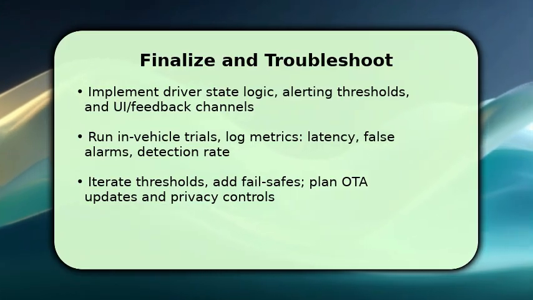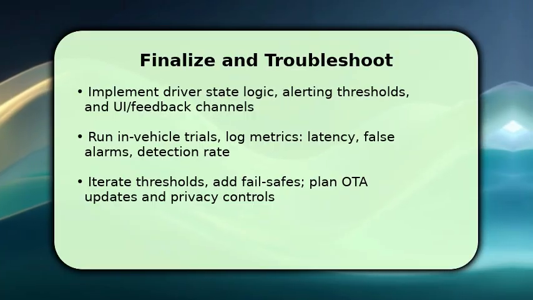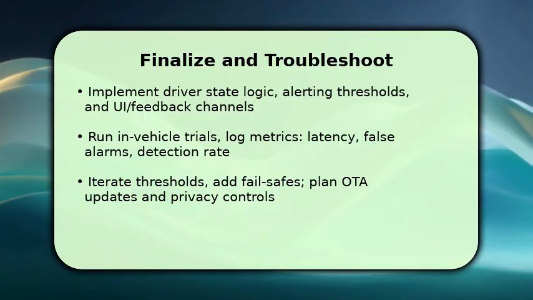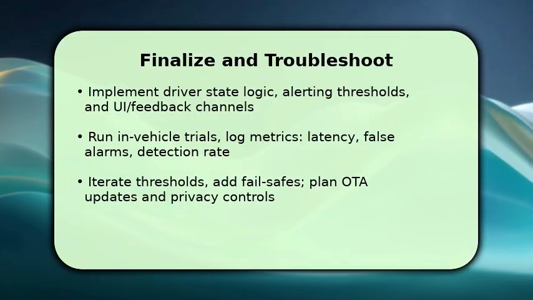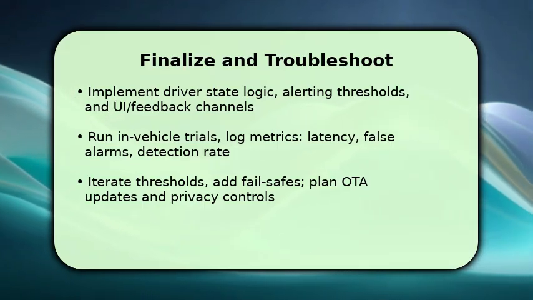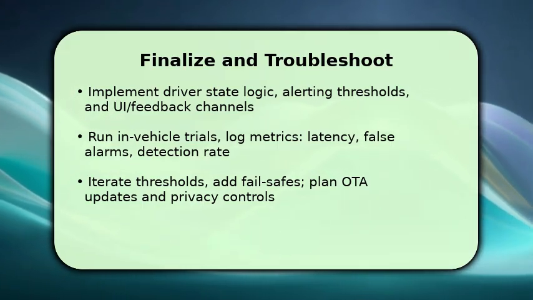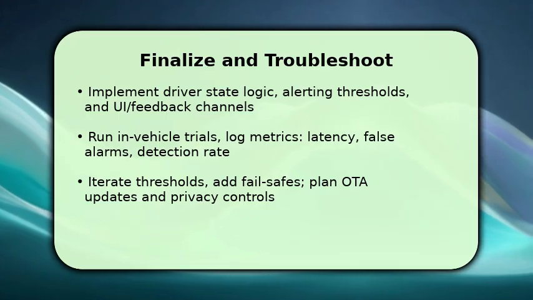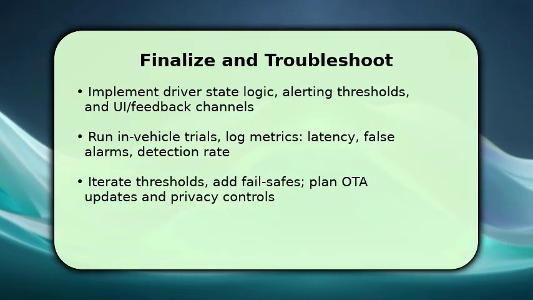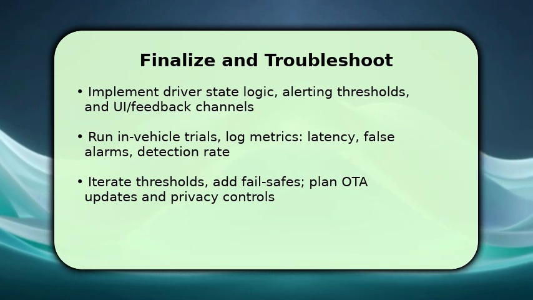Next, run in-vehicle trials recording latency, detection rate, and false alarm counts, then iterate thresholds to balance sensitivity and nuisance alerts. Make sure to add fail-safes and a quiet fallback mode, and enable OTA updates plus privacy controls for enrolled users. If the system misbehaves, check camera calibration and timestamp sync first. These are common root causes that explain.